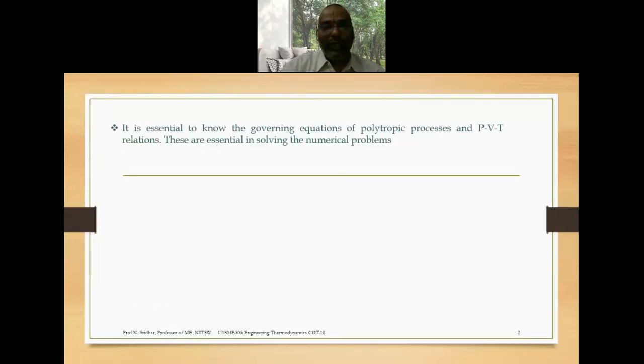So what is the motivation? It is essential to know the governing equation of the polytropic process, that is PV to the power of n is equivalent to constant, where n is the polytropic index. Similarly, how can we find out the PVT relationships in the polytropic process? Not only PVT relationships, but also the work transfer, heat transfer, change in internal energy, and change in enthalpy. How can we find all these in the polytropic process? These are very important whenever we are solving numerical problems related to the polytropic process.